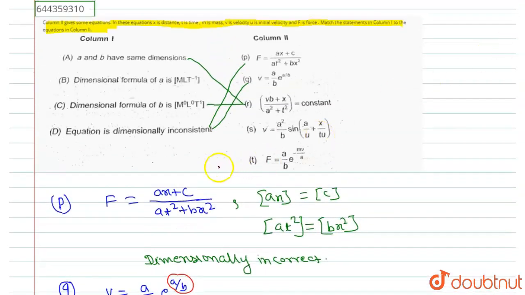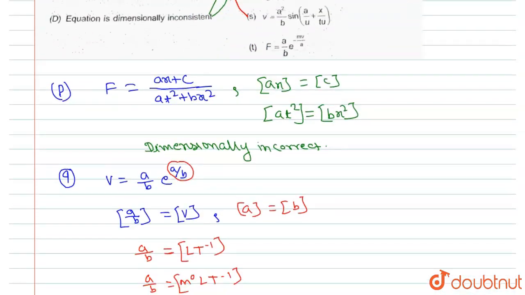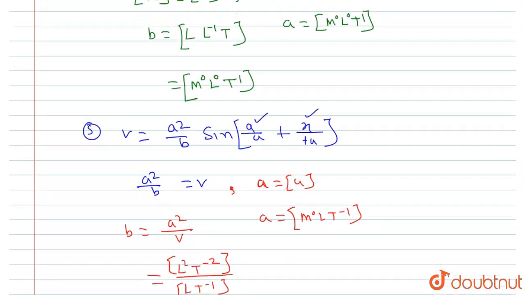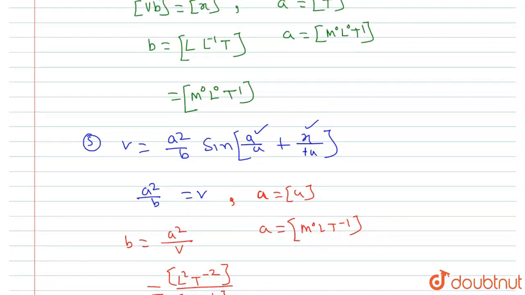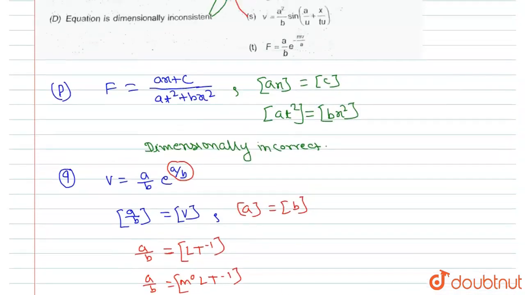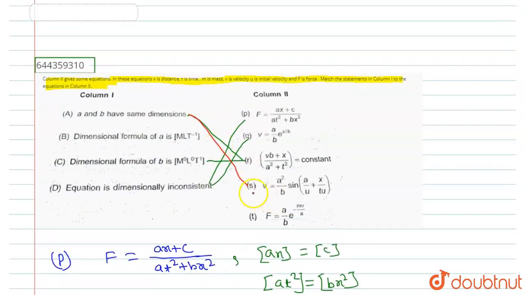So from the options, we can see that this dimension of A and B is equal, so we can match with this. Dimension of A and B is equal, and it is equal to M0 L T minus 1. So in this case only we can say that A and B are equal. Clear? So we can match with this part, this A part. Dimension of A and B is the same.